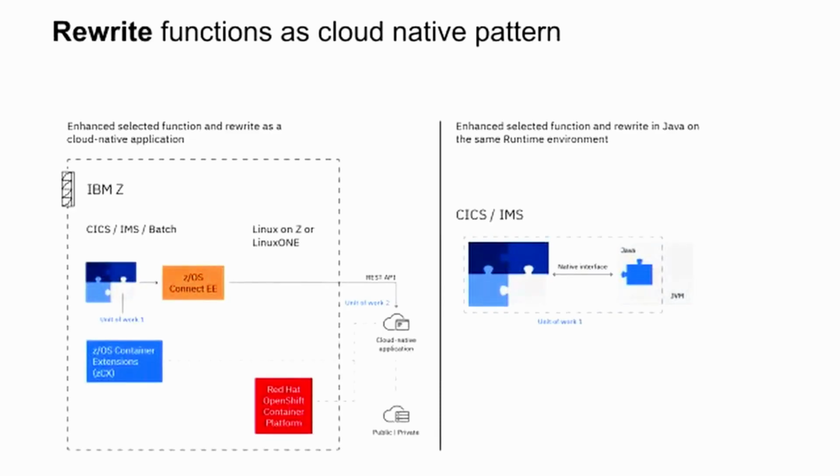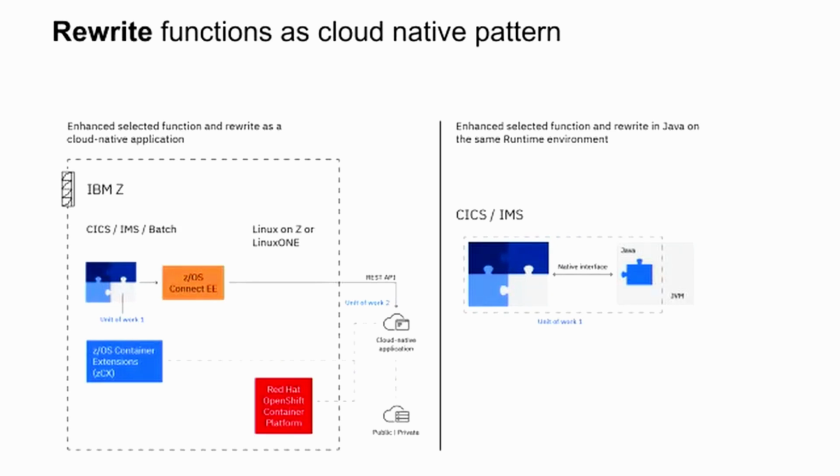So rewrite. So rewriting functions as cloud native patterns. So in this case, rewriting selected functions as cloud native patterns. This enables you to take core parts of applications, so core parts of CICS, COBOL, IMS applications, modernize them, rewrite them as cloud native patterns, so you can then actually deploy them into a cloud native environment. So you can put them into a container environment.